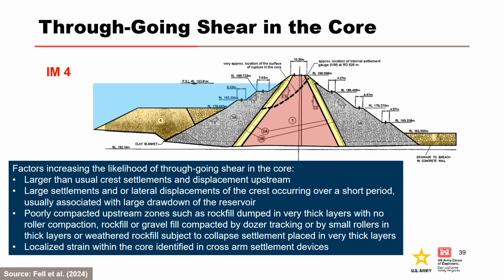For IM4, a wedge of the core moves upstream because of lack of support from the upstream zones. It occurs when the upstream zones are poorly compacted, such as dumped rock fill. These zones have a low stiffness compared to the core, and the effect is often exacerbated by collapse settlement of the poorly compacted zone on saturation by the reservoir and/or related to major drawdowns of the reservoir.